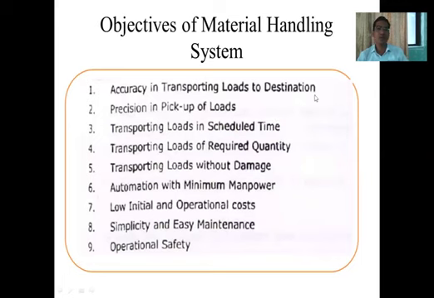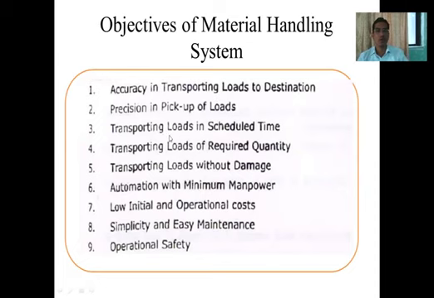Next point is the objectives of the material handling system. So what are the different objectives of the material handling system that we are going to see here? The first objective is accuracy in transporting the loads to the destination. There should be accuracy in transporting the load to the destination. Then the second objective of the material handling system is precision in picking up the loads. That is the main objective.